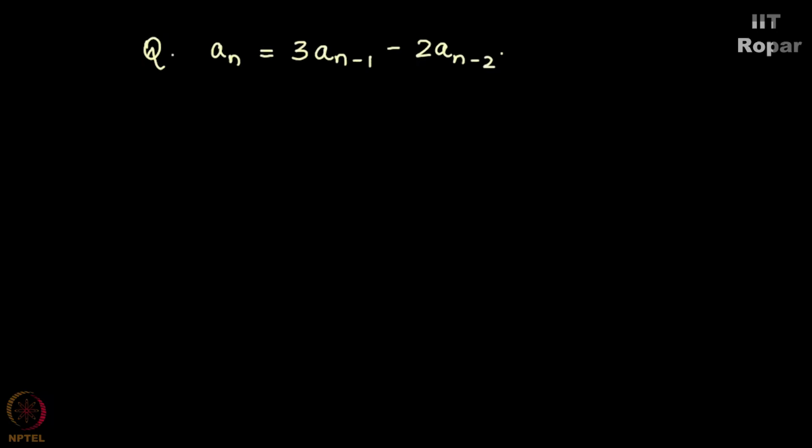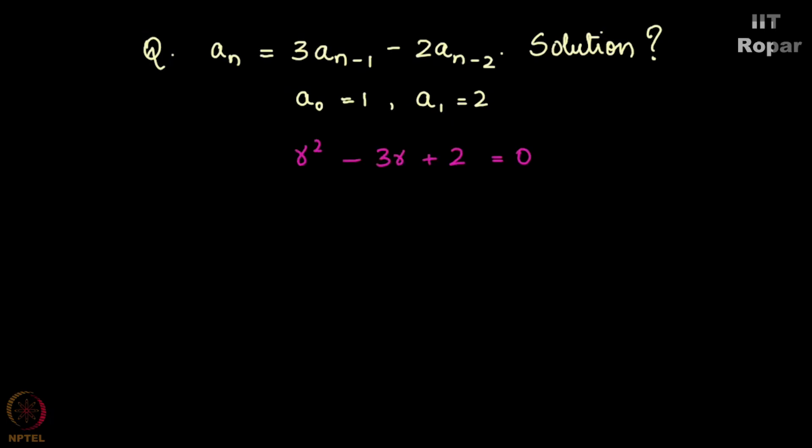If an is given to be 3 times an minus 1 minus 2 times an minus 2, then what is the solution of this recurrence relation? a0 is given to be 1 and a1 is given to be 2. So you have to find the solution of this recurrence relation. Now I am going to write the characteristic equation of this recurrence relation. It is r squared minus 3r plus 2 equals 0.